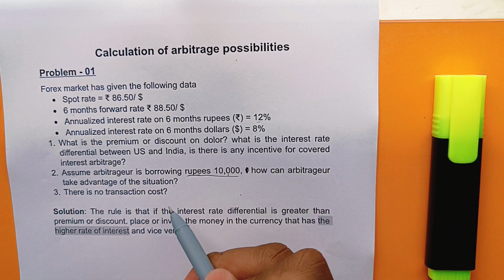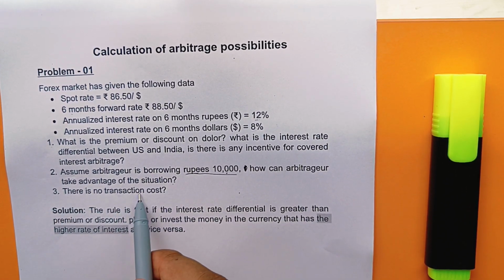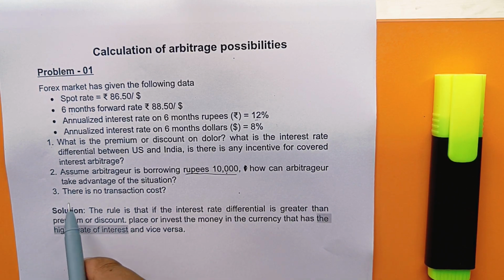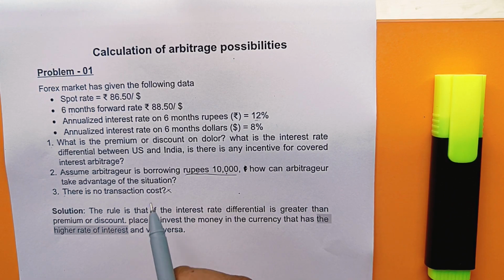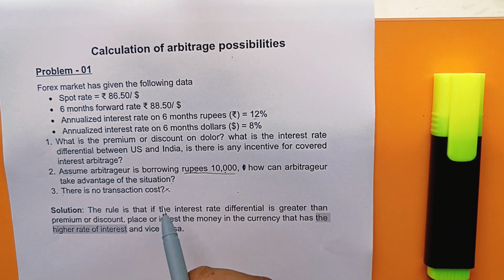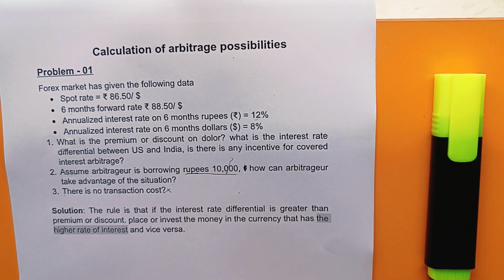Then there is no transaction cost. There is an assumption for this kind of problem that there is no transaction cost. If the transaction cost is also given, then you should ignore it. They simply give this line just to confuse you, and there is no need to make all these adjustments. And this is the problem.